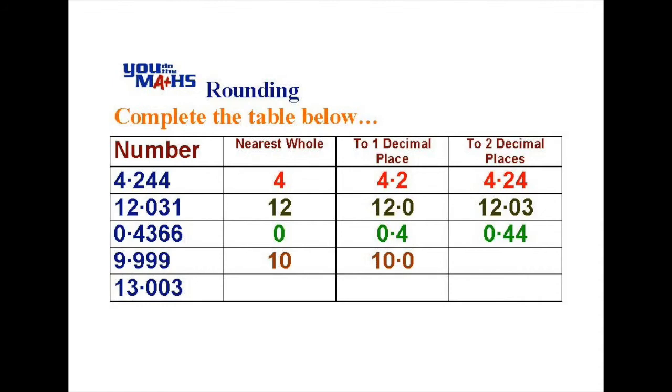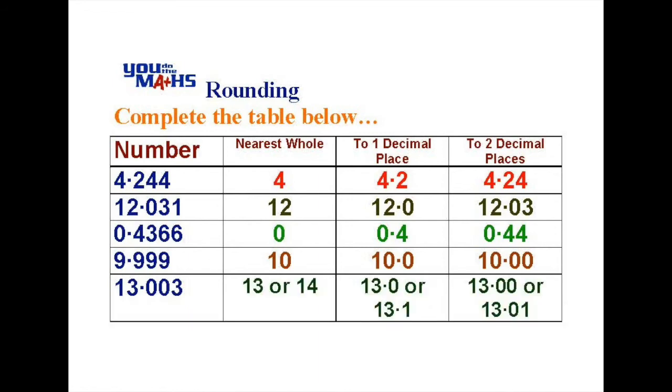To two decimal places, the same principle occurs. There's a 9 in the third decimal place, so we raise the number up by 1 to the second decimal place, and that has a flow-on effect so that the final result is 10. But again, we must put 10.00 to show that we have rounded off. Once again, pause to see if you agree with the choices here.